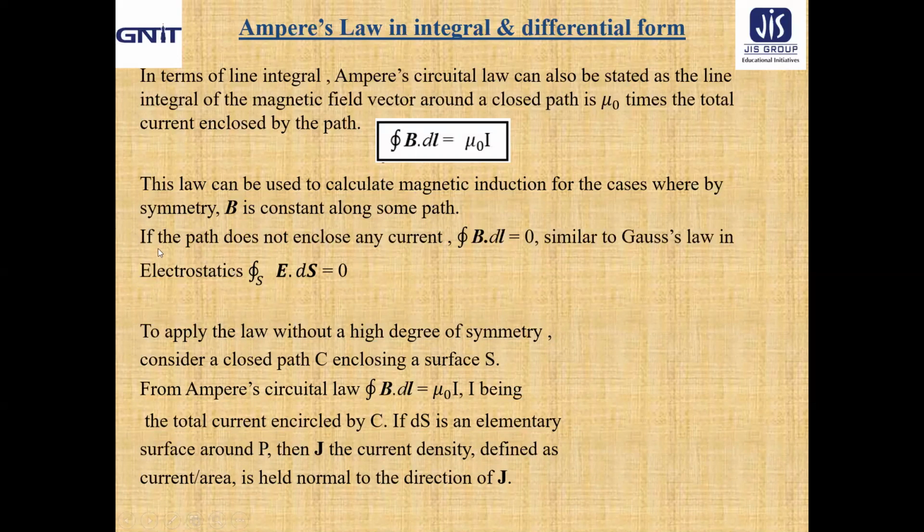Now, if the path does not enclose any current, very interesting one, I will be 0. Naturally, what you will get? B dot dl equal to 0. That means when the closed path does not enclose any current, there will be B dot dl to be 0, closed loop integration. And I think all of you can remember in case of Gauss's law, we also encountered a similar case as closed surface integration E dot ds equal to 0, provided the closed surface does not enclose any charge.